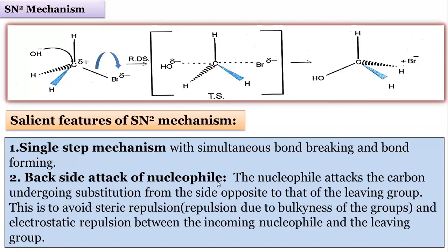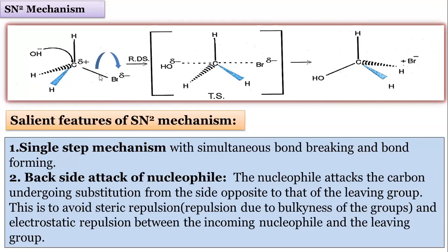Backside attack of the nucleophile. See, once again I am explaining, this OH minus attacks from the backside because it is very easy to attack from this side, since no negatively charged nucleophile is present there. The nucleophile attacks the carbon undergoing the substitution from the opposite side of the leaving group.